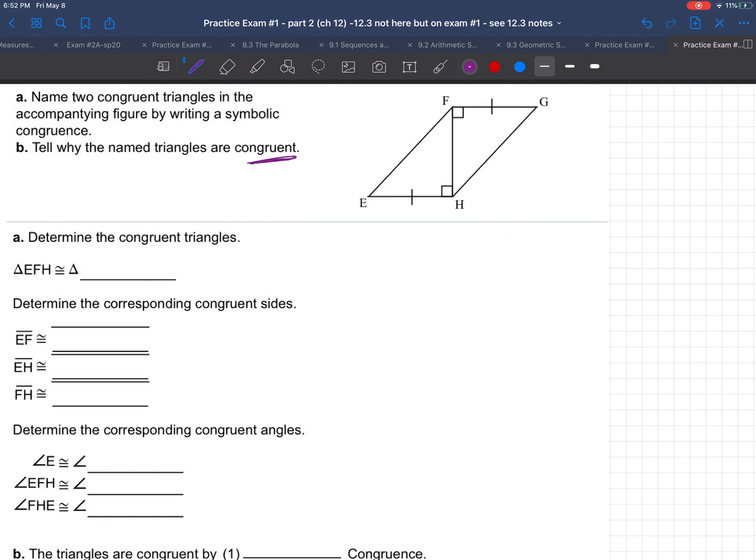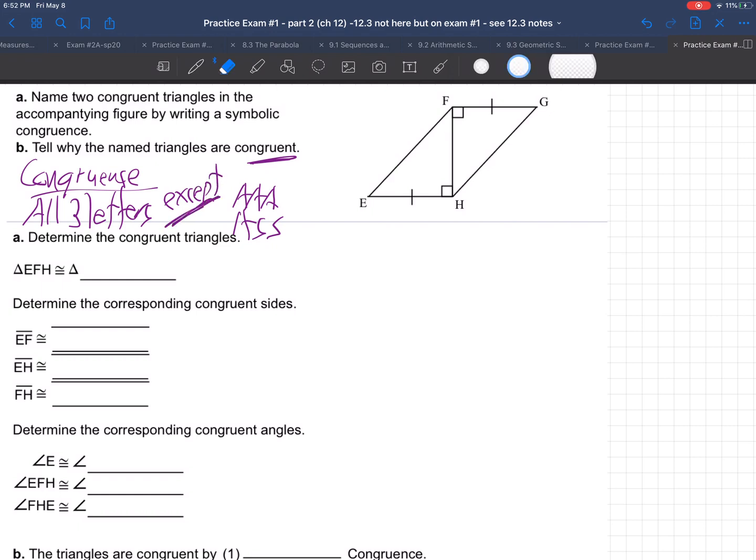That's what congruent means. Well, remember, every three-letter combination except for AAA and the bad word, ASS, all the other three-letter combos can prove congruence. All three-letter combos except AAA and the bad word. All other ones prove that two triangles are identical.